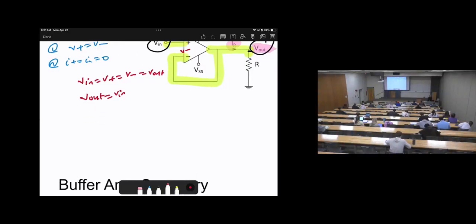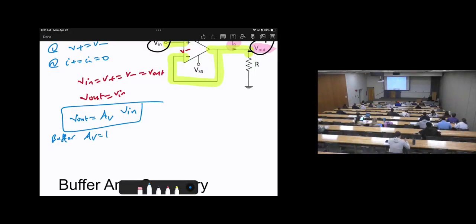In summary, V out equals AV, called the closed loop gain, times Vn. Then in a buffer, the closed loop gain AV equals 1. And when you do your analysis, don't say just V out equals Vn. Don't forget the other thing, which is checking saturation. You need to check, is Vn bounded between VSS and VDD?